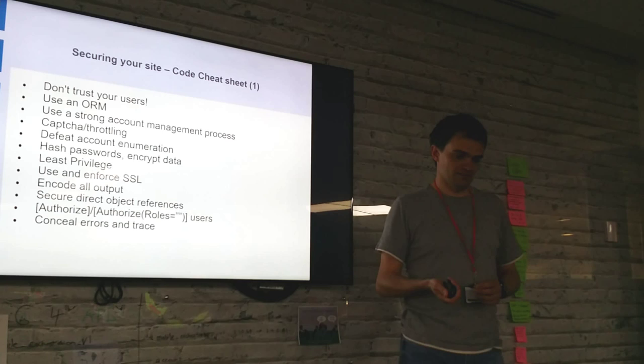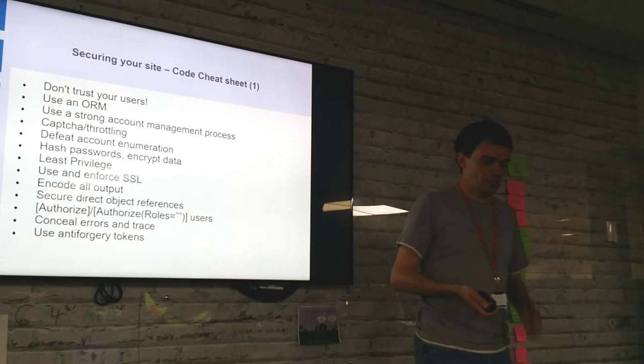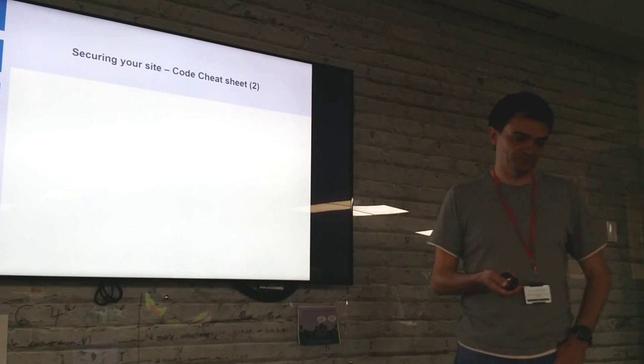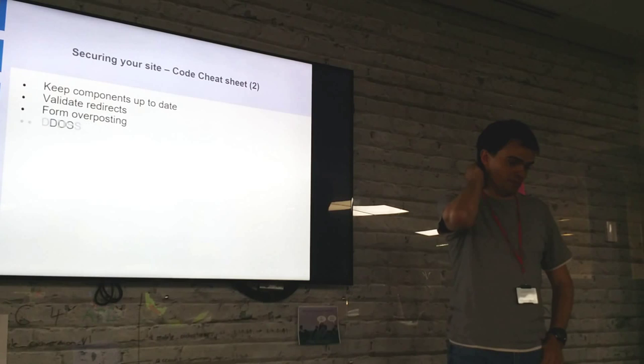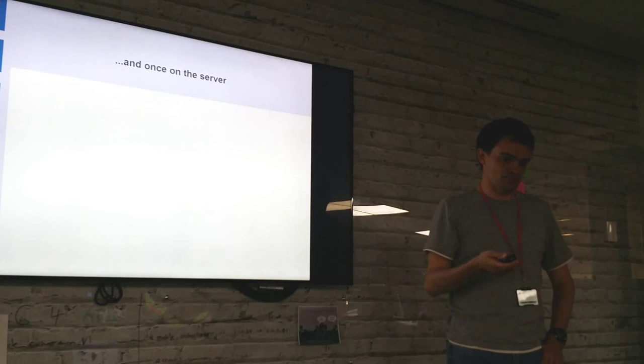Turn off errors and trace, which show the internals of how your application works. Use anti-forgery tokens to block cross-site request forgery attacks. Keep Windows up to date, keep NuGet up to date, benefit from the security updates that Microsoft deliver to your system daily. Validate redirects, prevent all form overposting. We didn't cover denial of service headers or social engineering. Right, so now you've protected yourself against 80% of all known attacks on the web today.